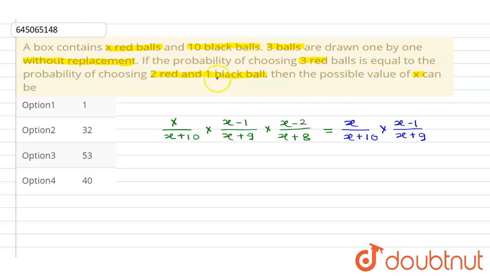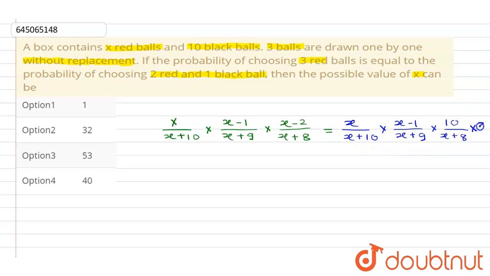Now the probability of choosing one black ball will be simply 10 divided by x plus 8, because we have 10 black balls and we are left with x plus 8 balls. Now this is what we get. See this condition: we have drawn the black ball in the third attempt. The black ball can take the second position and the first position also. Therefore we need to multiply this by 3.